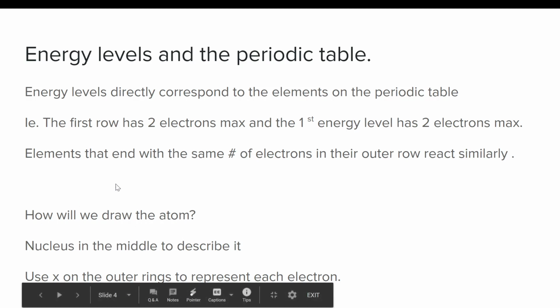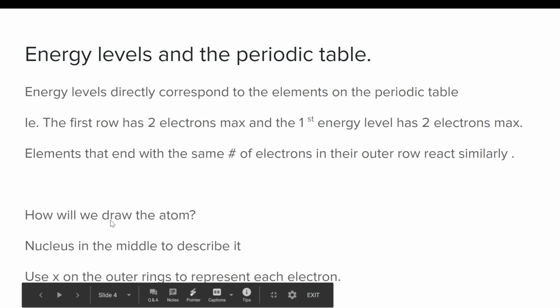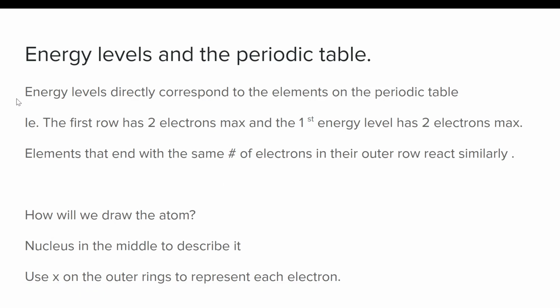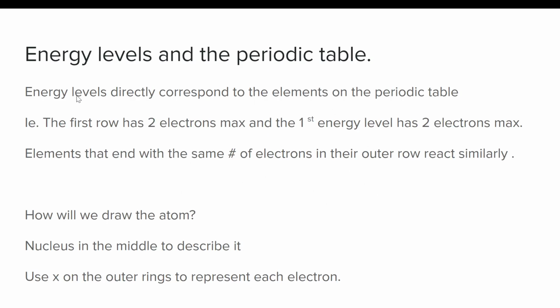Anytime we have to draw an atom, we're going to draw a nucleus in the middle. We're going to describe that nucleus. And then we're going to use an X on each outer ring to represent each electron. So if you have an atom that has 7 electrons, you're going to end up drawing 7 X's on there.